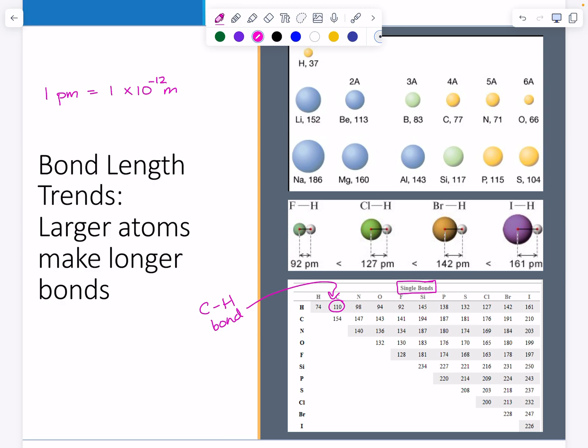As you go left to right on the periodic table, your atoms get smaller. As you go top to bottom, they get larger. So bond length is going to increase the bigger your atoms are. You can think of the atoms as balls, and think of the distance that they can get to one another. The closest distance is when the balls collide.